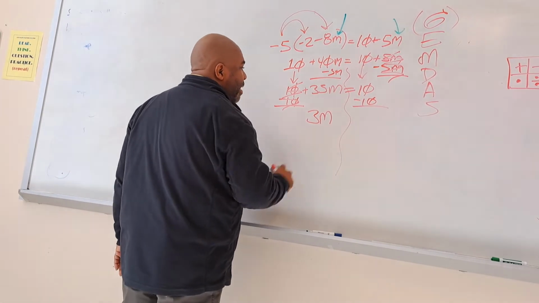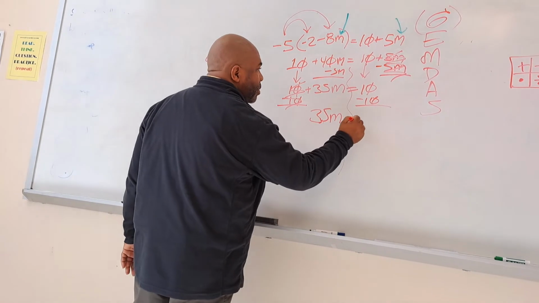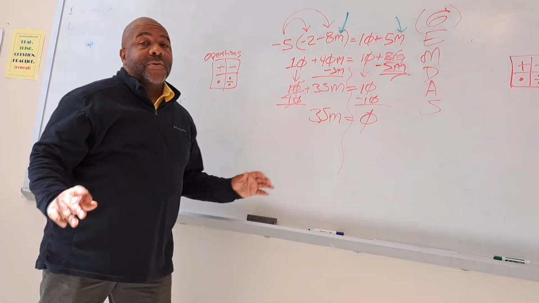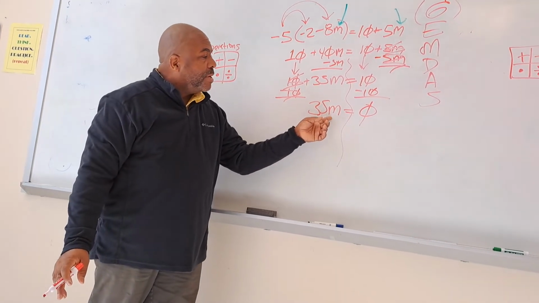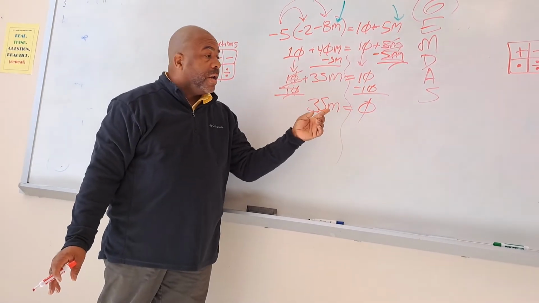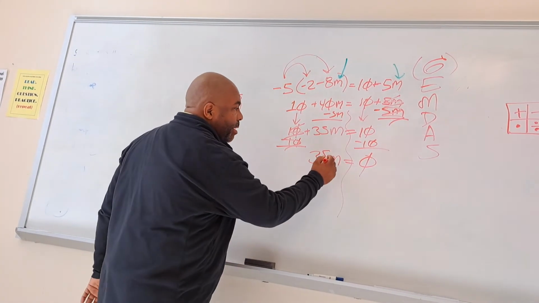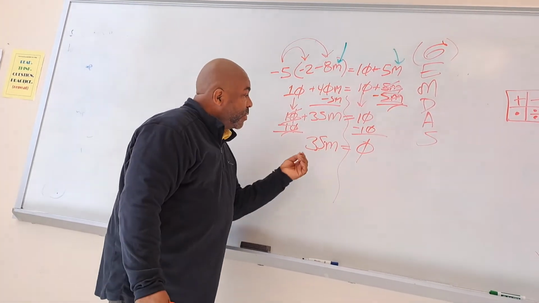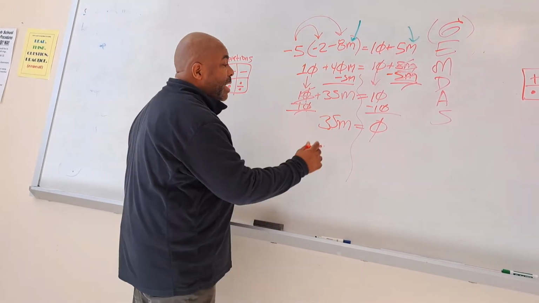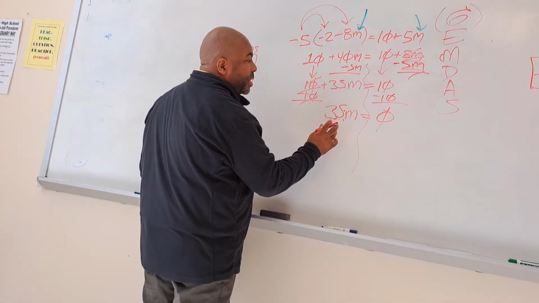So I have 35m equals 10 minus 10, 0. All right. Anytime something multiplies and ends up with 0, whatever that variable is, it's probably 0. Because this is 35m, or 35 times m. So 35 times m is 0. We're going to do it the long way. So I want to get 35 away from m. I want to get m by itself. I want to solve for m.